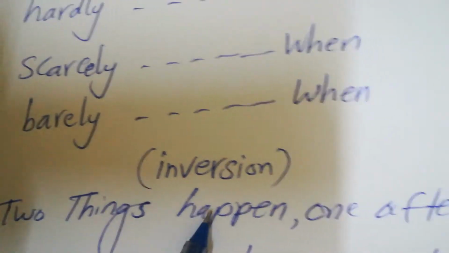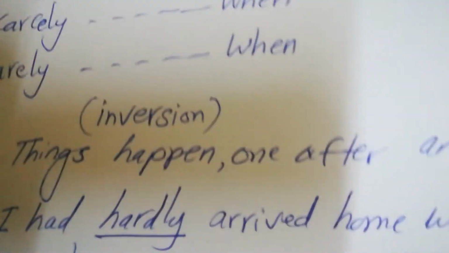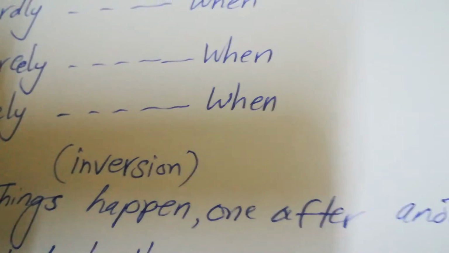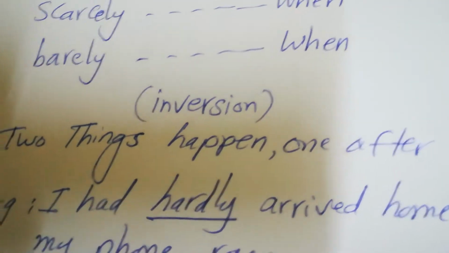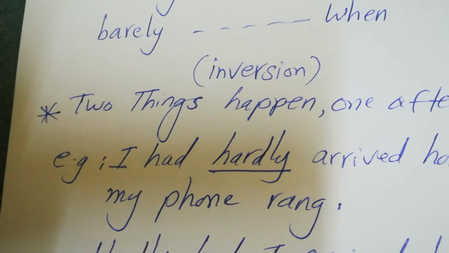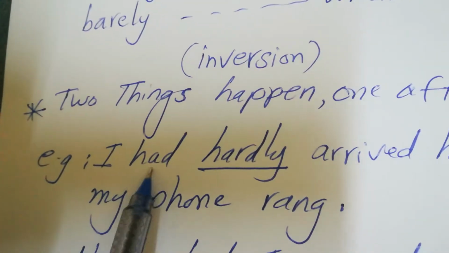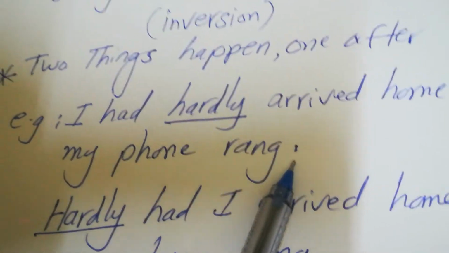Two things happen one after another. For example, the past perfect is the first action. After I had finished my homework, I went to the zoo. For example, I had hardly arrived home when my phone rang.